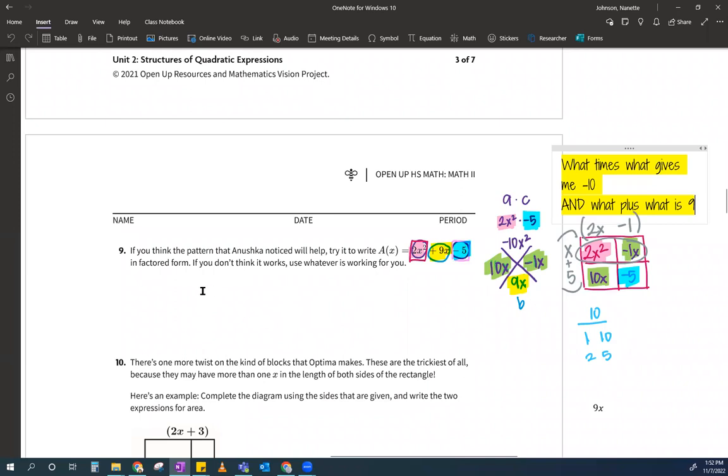Okay, so then it says, see if you can use that pattern. If you're still using algebra tiles, there's no shame in that. If you're still rearranging them, that's fine. This is just the next step of understanding.